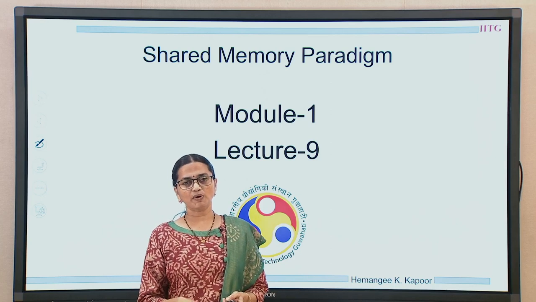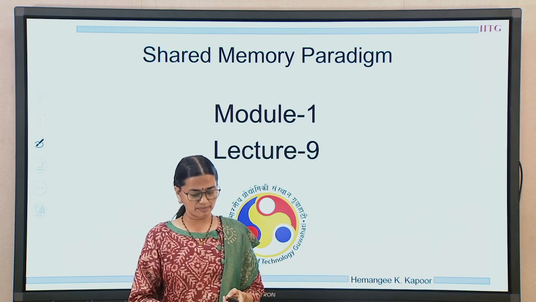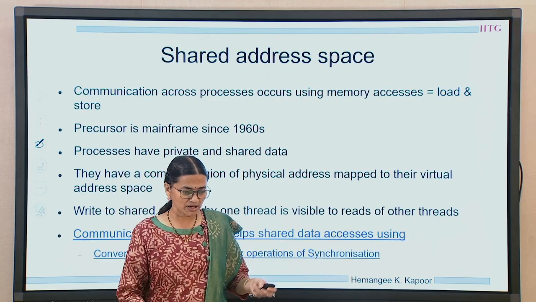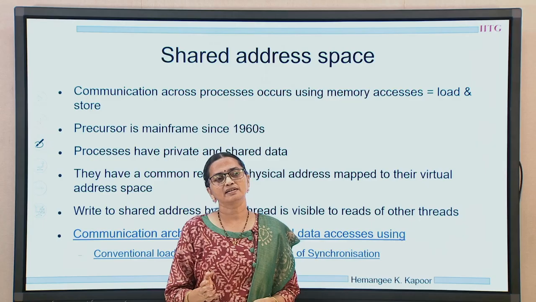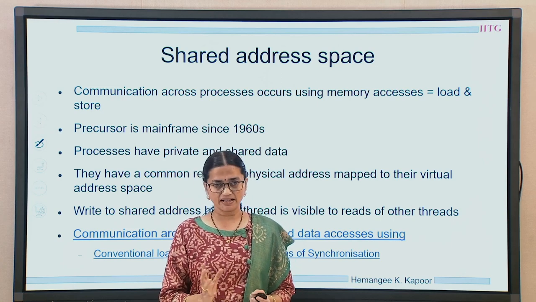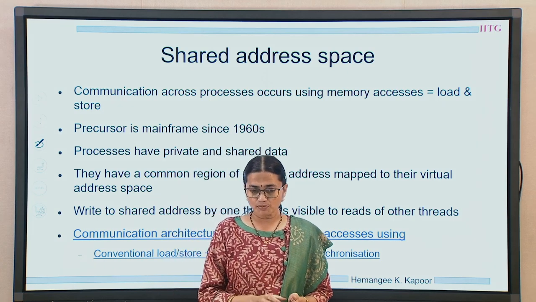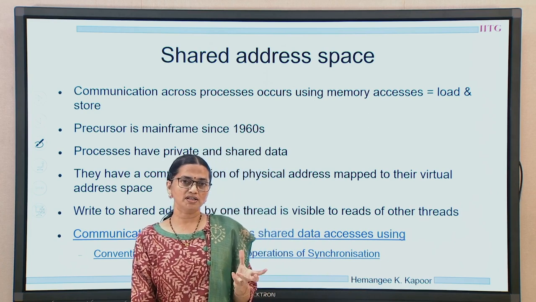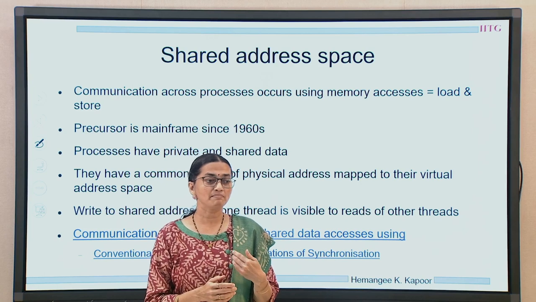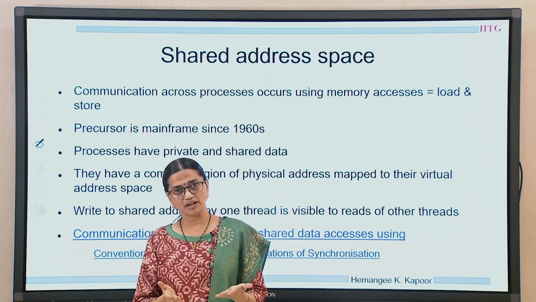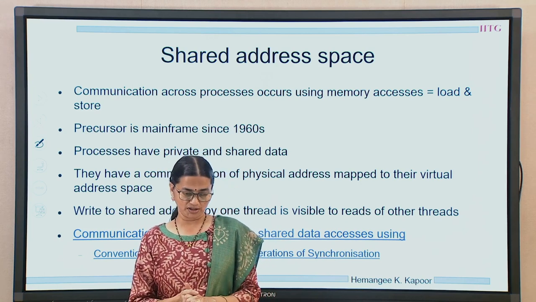So in this lecture we are going to elaborate more on the shared memory paradigm. So the shared memory, as the word says, we are sharing the address space. So a processor has a set of addresses. Most of them are private to the processor, and the others can be made as shared variables. So here the communication between the threads or the processes occurs with the help of the memory. And when you say memory, it means we are accessing the memory using load and store instructions.